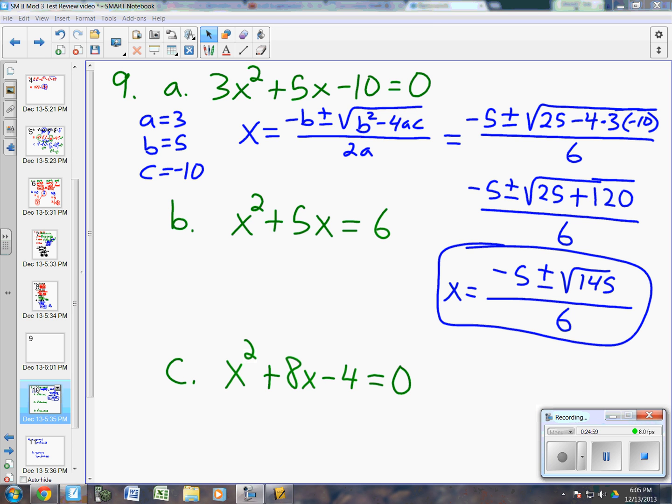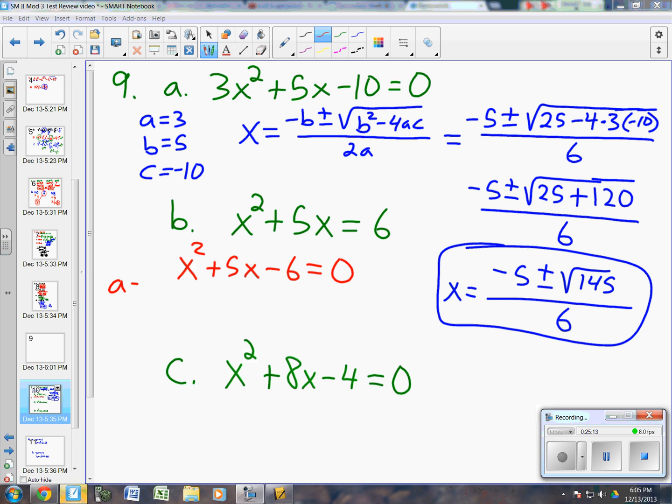B. This one right here, I am going to do this one by the quadratic formula as well. So I need to minus 6 from both sides of the equation to get it equal to 0, which I just did. And I know that A is 1. Oh, by the way, this one factors really nicely.